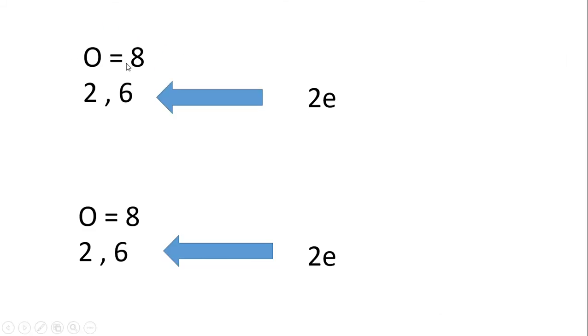Oxygen's atomic number is 8, we all know it. This is the way to write oxygen's electronic configuration: 2 and 6. And here is another oxygen atom. When we consider an oxygen atom, oxygen needs 2 electrons to complete its outermost electron shell, it means to complete the maximum electrons in the outermost electron shell. So what's going on? Both oxygen atoms get together and share 2 electron pairs between the atoms.